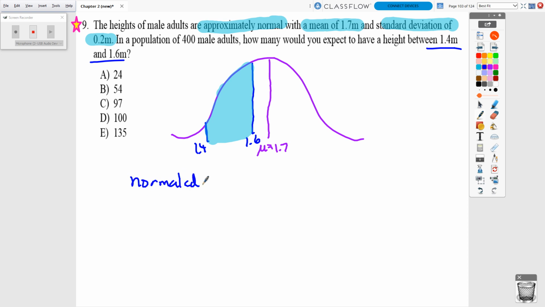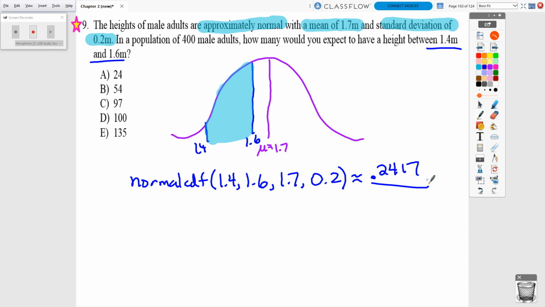So I get to use normal CDF. I know the lower bound is going to be starting at 1.4. Upper bound goes up to 1.6 with a mean of 1.7 and a standard deviation of 0.2. And let's see what the calculator tells me. 1.4 to 1.6, mean 1.7, standard deviation 0.2. And that gives me 0.2417. And initially you might go, oh, look, there's 24.